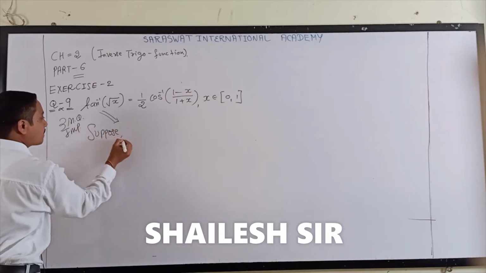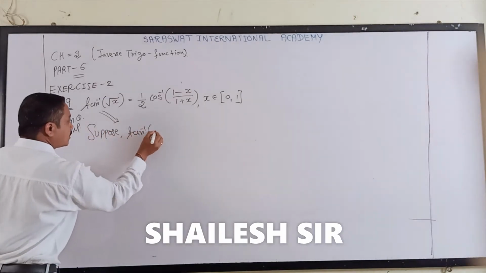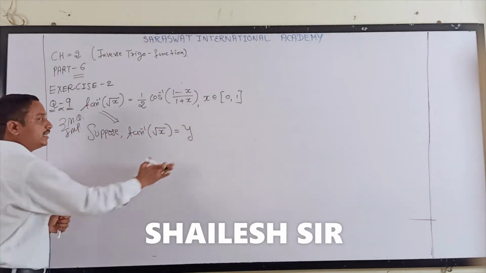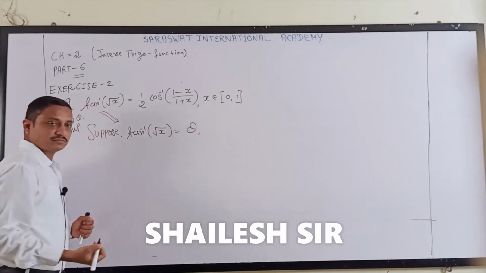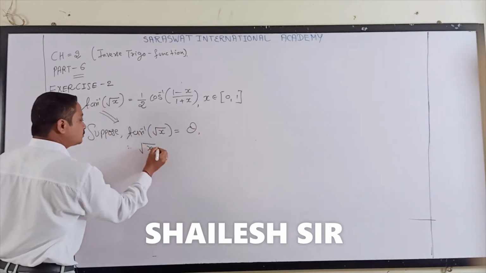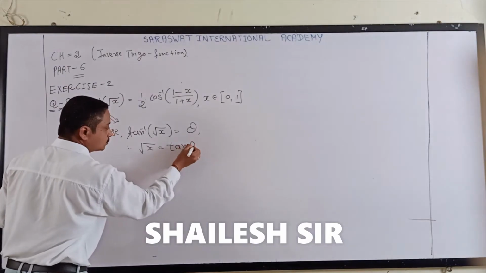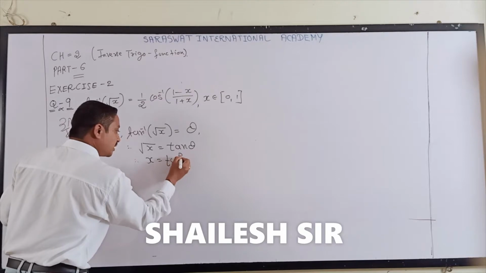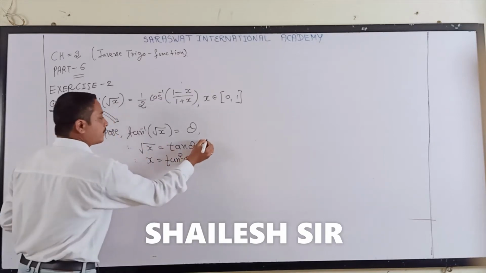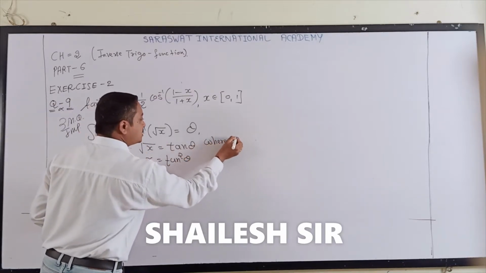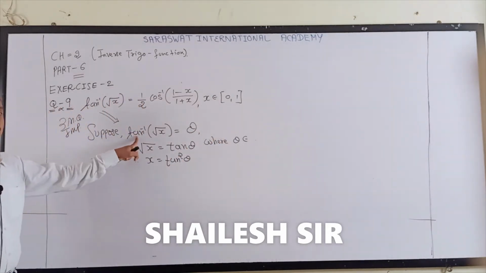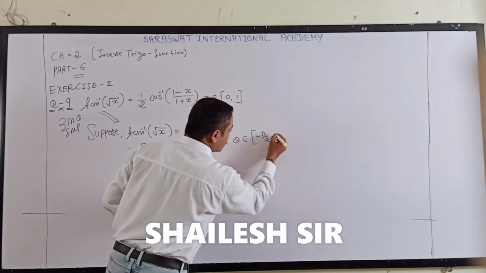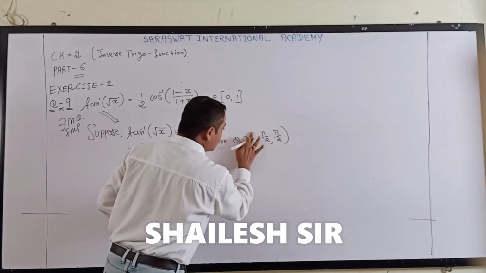Suppose tan inverse root x is equal to theta, or any variable as you like. So what is root x? It is tan theta. So x is equal to tan square theta, where theta belongs to the range of the tan inverse function, minus 90 to 90 in the open bracket.